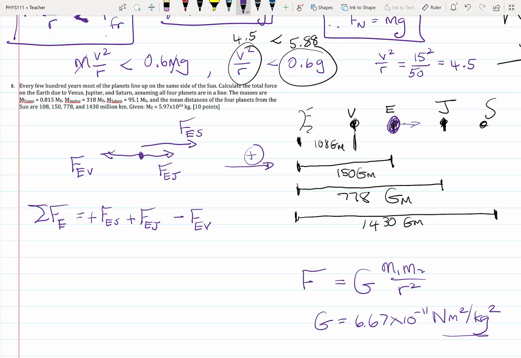Okay, so we have to calculate the radius. That's the distance from the center of Earth to the center of these other planets. So let's work that out. The distance from the Earth to Venus. Let's see, that's going to be, if I look at my picture over here, 150 minus 108. You can see how drawing a picture makes it easy to figure these things out. 150 minus 108 gigameters, which is 4.2 times 10 to the power of 10 meters.